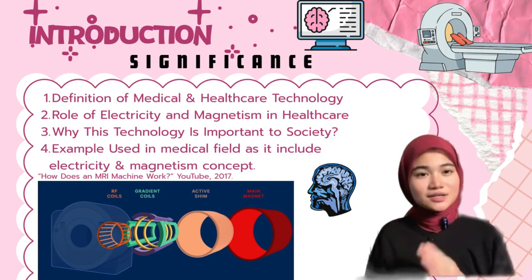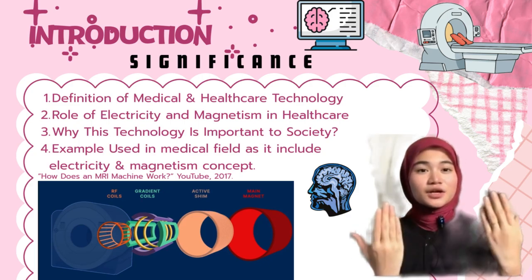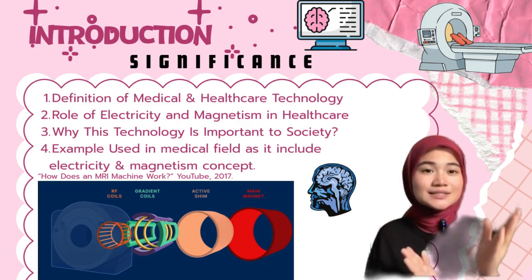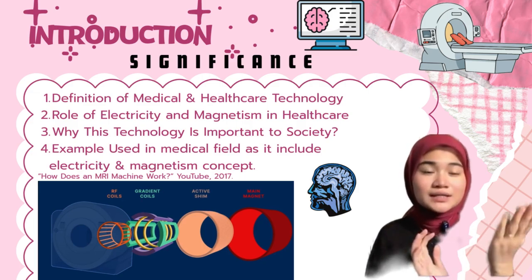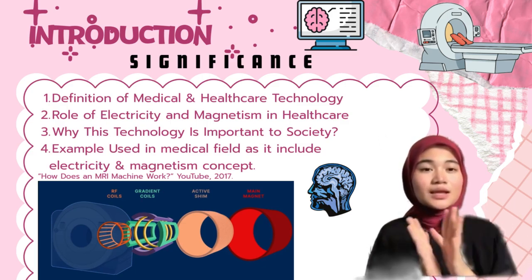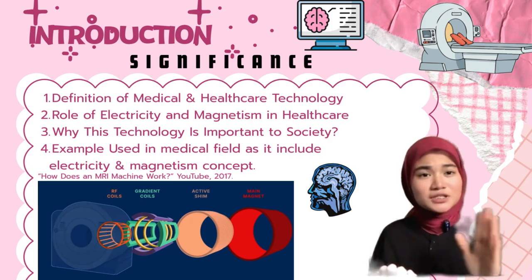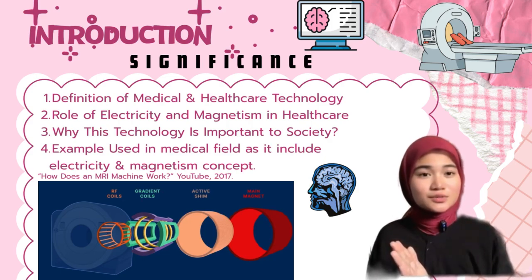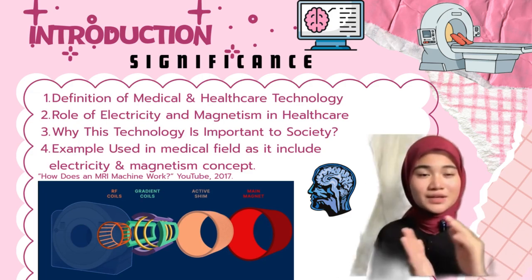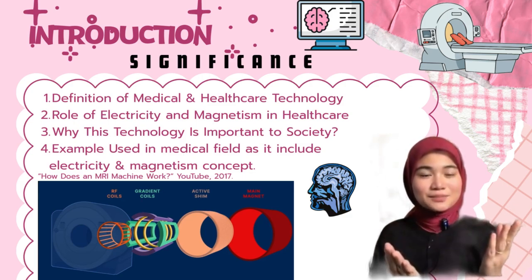The third is, why is this technology so important to society? What significance can it give to society? For this example, we use the MRI machine. The MRI machine can help doctors find disease early. When doctors find the disease early, it can save many lives of patients. Second, it can make treatments faster and safer. Why? Because the patient doesn't have to go through a surgical procedure, so it can reduce pain and help the patient recover faster.